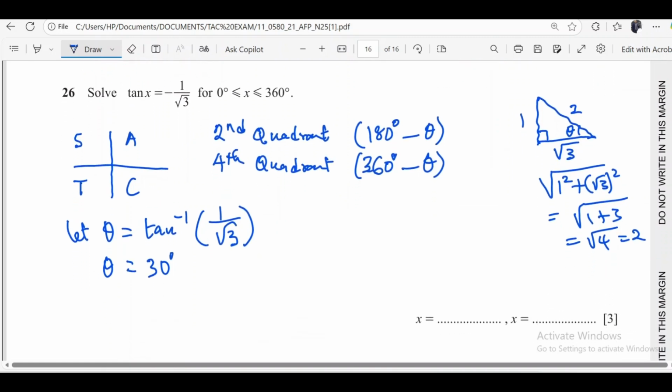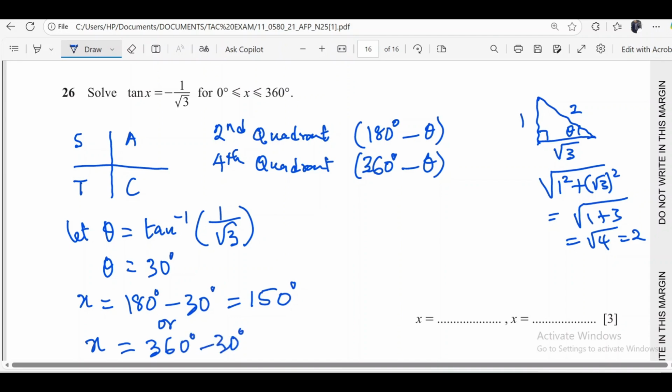And so in the second quadrant, to get the value of s, we are going to do 180 degrees minus 30 degrees, and that will give us 150 degrees. In the fourth quadrant, we are going to have 360 degrees minus 30 degrees, and that's going to give us 330 degrees. So we enter the values of s, 150 degrees and 330 degrees.